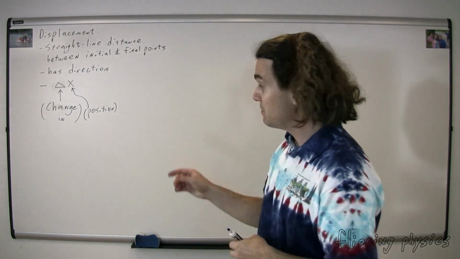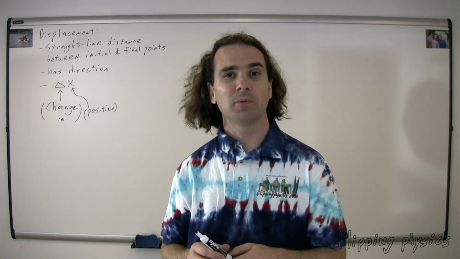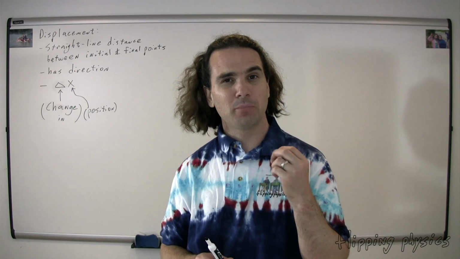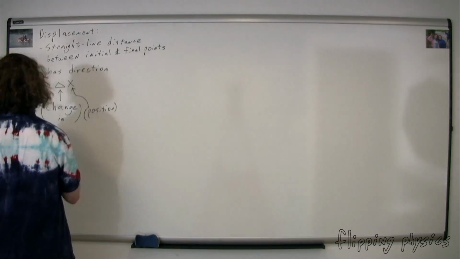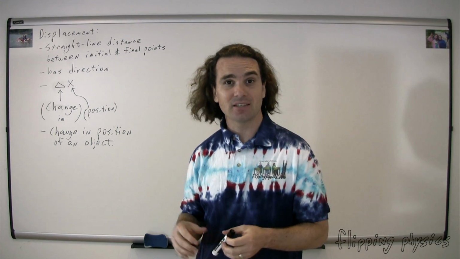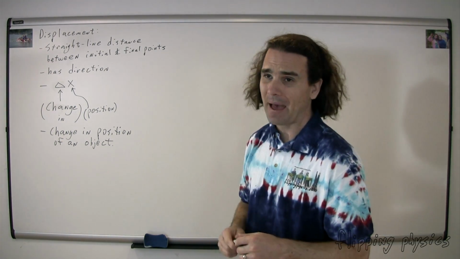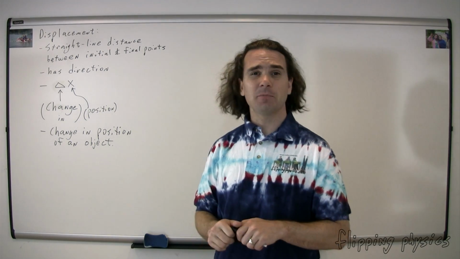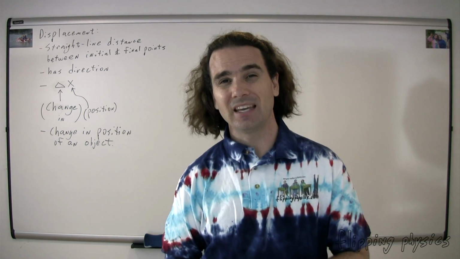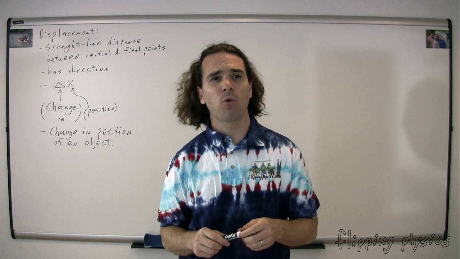And if delta means change in and x means position, then delta x or displacement actually means the change in position of an object. So the symbol for displacement is delta x, and that literally means the change in position of an object. So let's return back to the fact that displacement is the straight line distance between the initial and the final points. Bobby, this brings us to an equation.